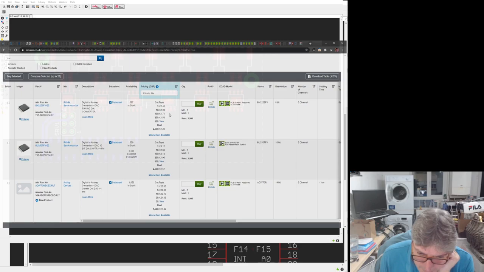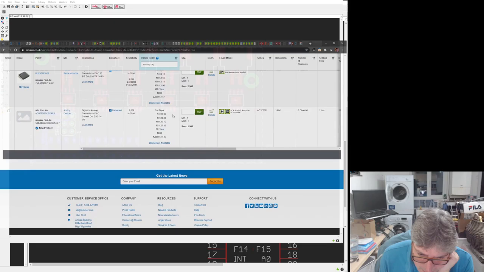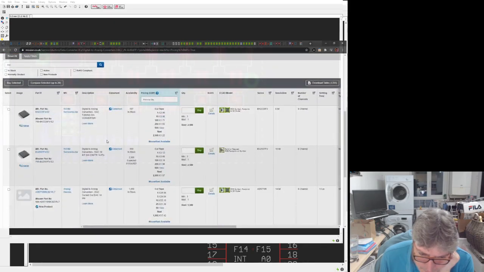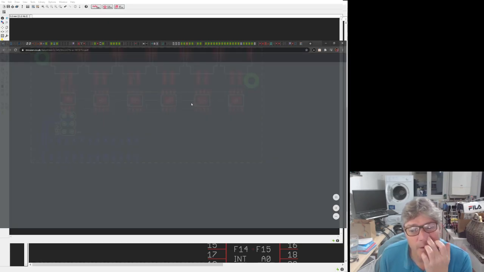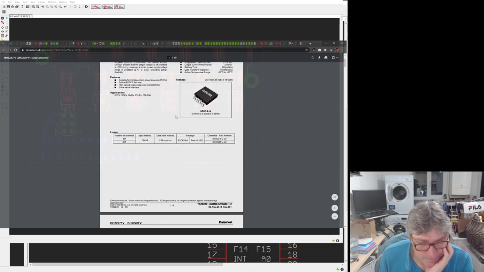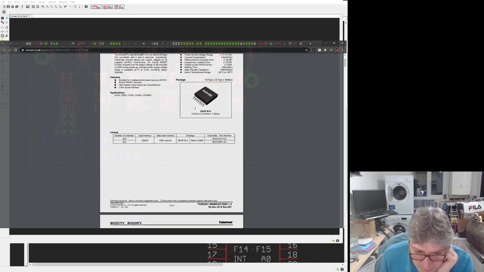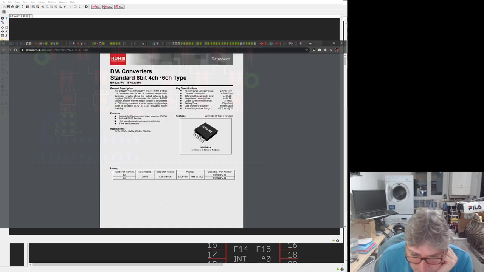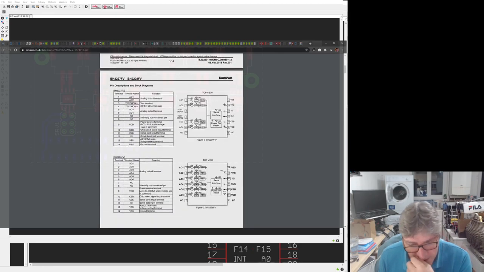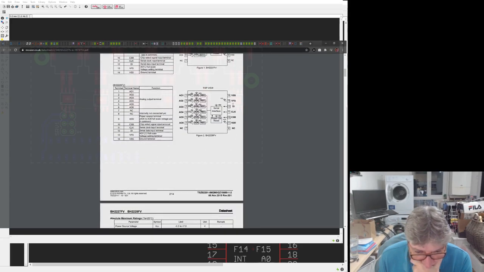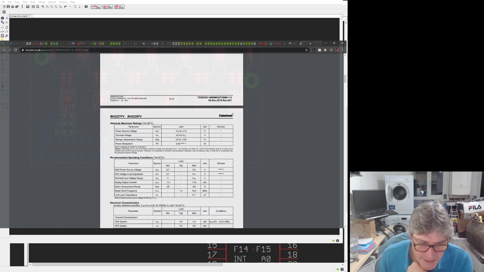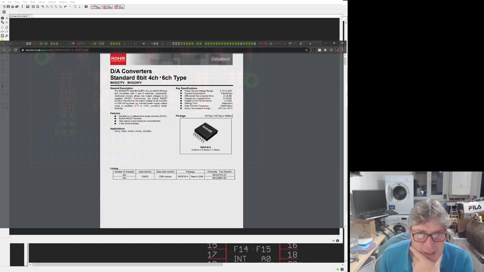Those are rather expensive in my opinion, but hold on. Probably because we're choosing an odd number like 6. We might be able to find an 8-bit for a similar price. What's it saying? 8-bit, 4-channel, 6-channel type. Settling time 100 microseconds, data transfer 10 megahertz, so that's not particularly fast. But they're simple enough, and yeah, we could just use SPI to control these. Very easy to do. So that's a possible candidate.